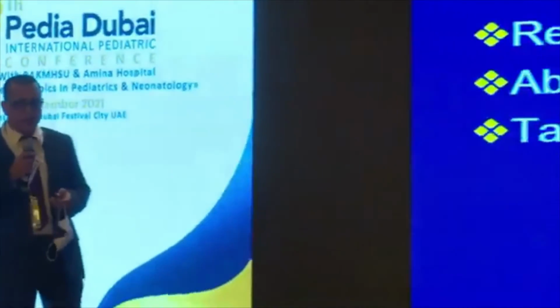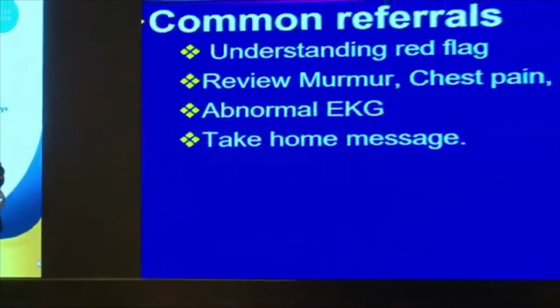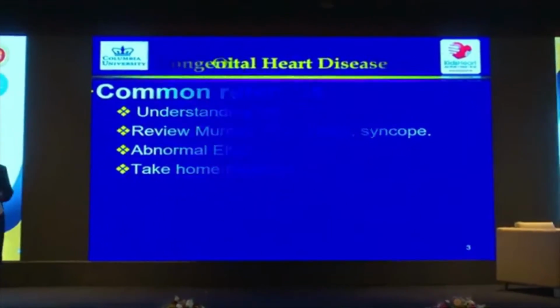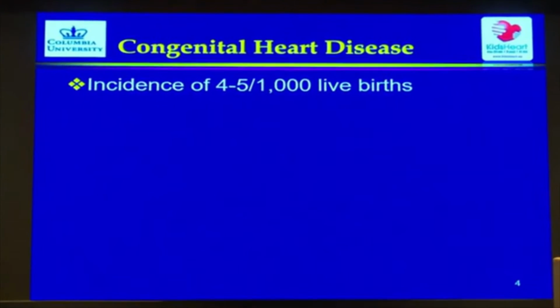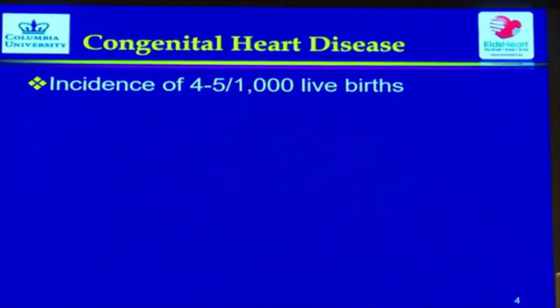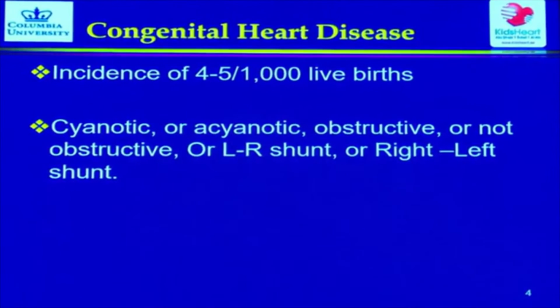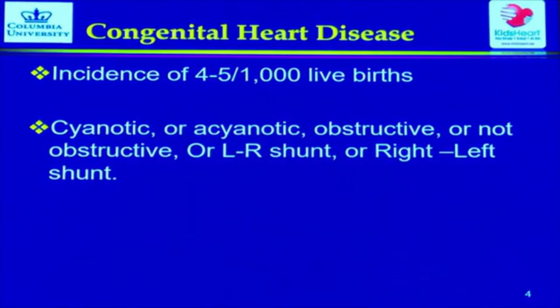So we're going to review murmur, chest pain, syncope, and we're going to talk abnormal EKG, and then we will finish with take-home message. So congenital heart disease, as you all know, incidence is about 4 to 5 in 1,000, but most of these patients die before birth. We end up with about 1%, more or less.